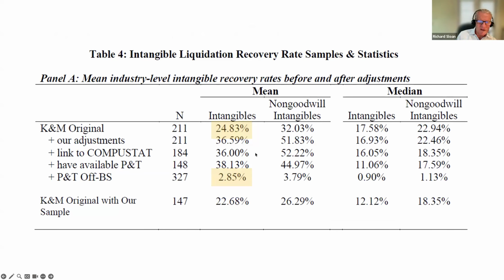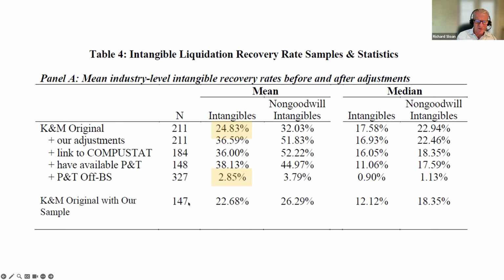Nevertheless, once we do this across the board, here are their original rates. This is sort of our headline result on how the rates change. So they had 24% for intangibles, 32% for non-goodwill intangibles. Once we make our adjustments, which we make down here, and incorporate the off-balance sheet intangibles in the denominator, it goes down by an order of magnitude to only about 2.85% or 3.79%. Very different, right? Suddenly they're only about 1/10 the size of PP&E.